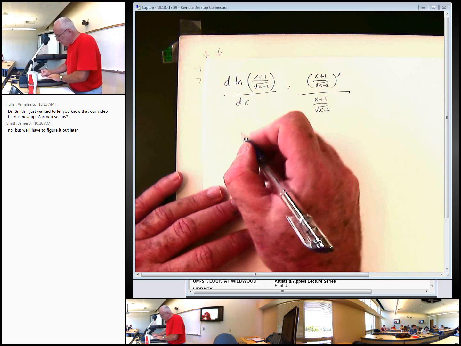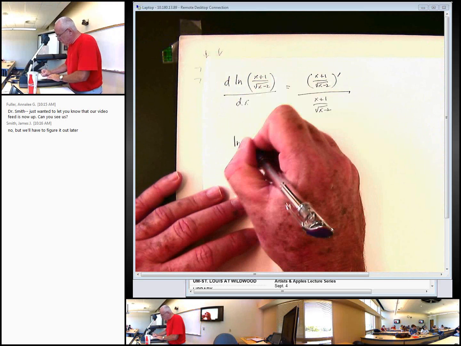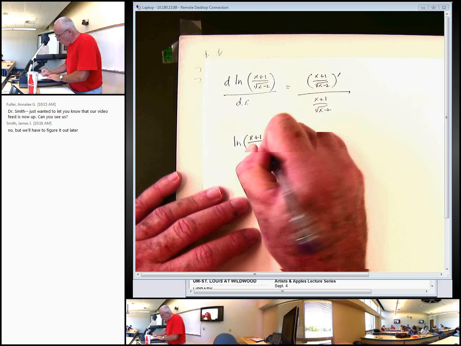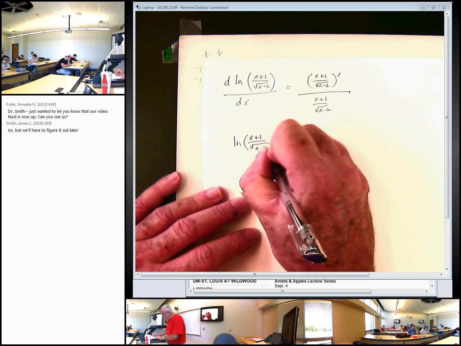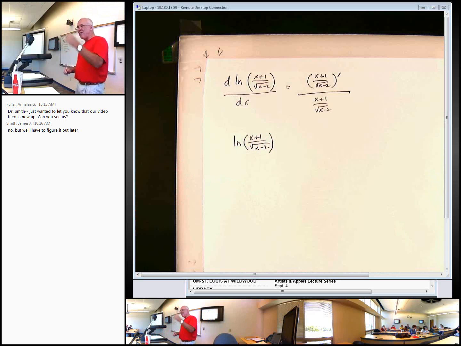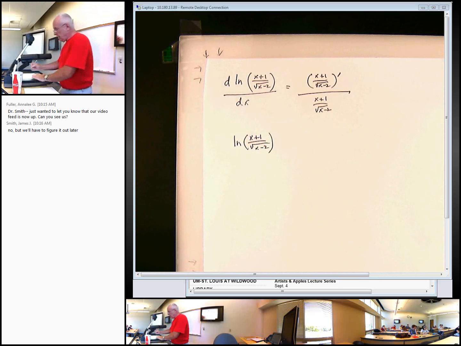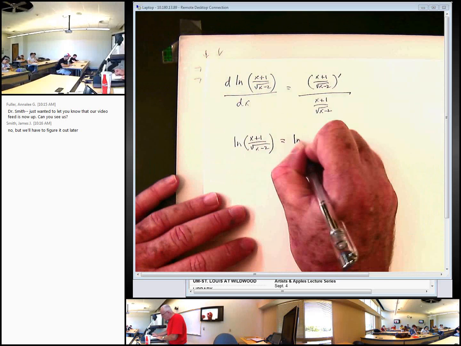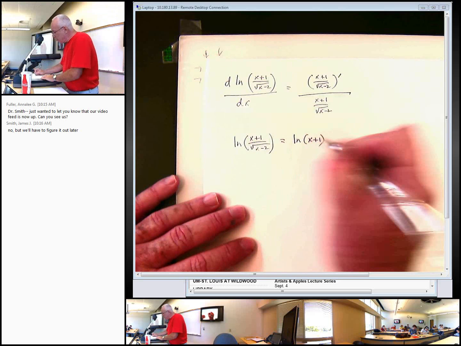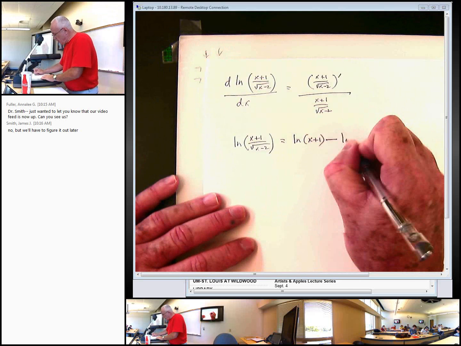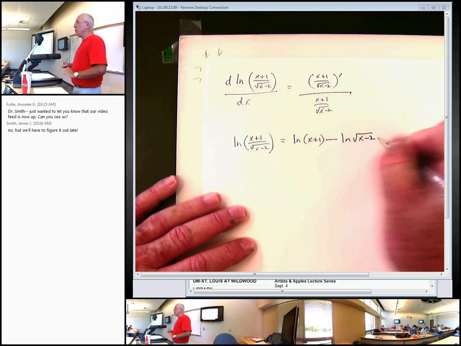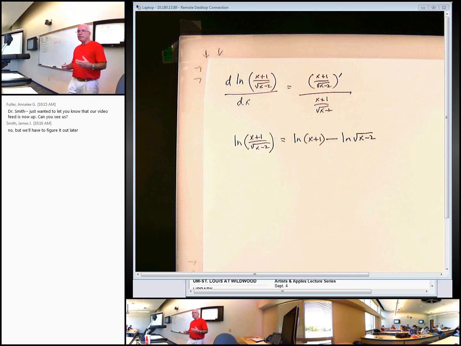Let's just first of all go back to what we're taking the derivative of. We're taking the derivative of the natural log of one expression divided by another expression. So this is where you can use those log rules to expand this out. This is equal to the natural log of the top expression minus the natural log of the bottom expression. So already you're getting things a little bit more user-friendly.